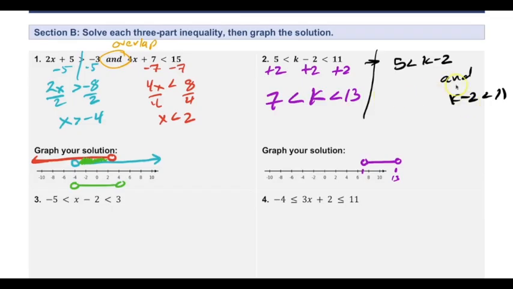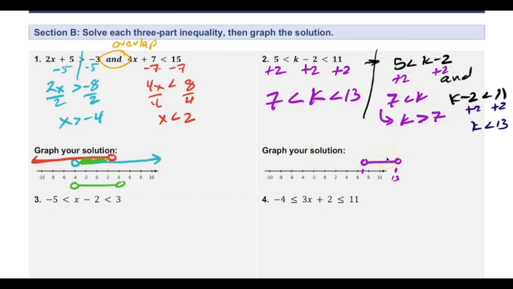Again, if you really want to, you can solve it this way. You just separate it. The middle goes to both of them. That's the one trick. So if I was to solve this, it would have been plus 2, and you get 7 is less than k. Now remember, you do want to write it in proper form. So k is greater than 7. So we have a line from 7 going this way. Then if you would have solved this one, plus 2, you get k is less than 13. So we would have started at 13 and have a line going this way, and they overlap right here.